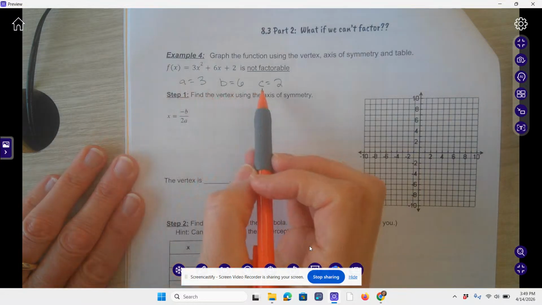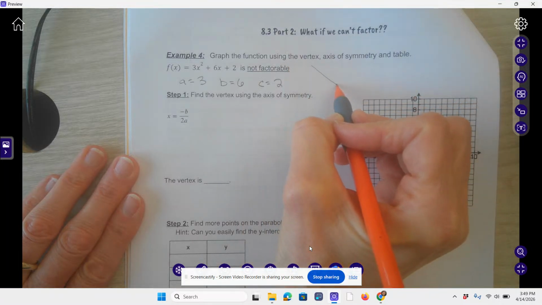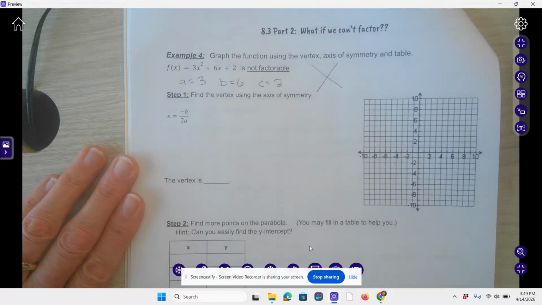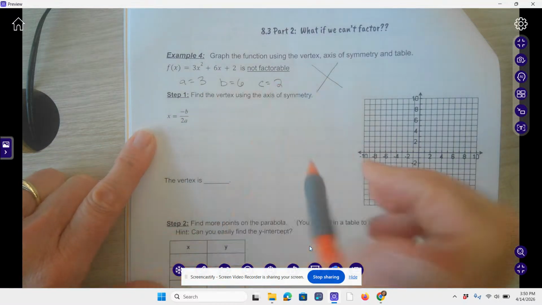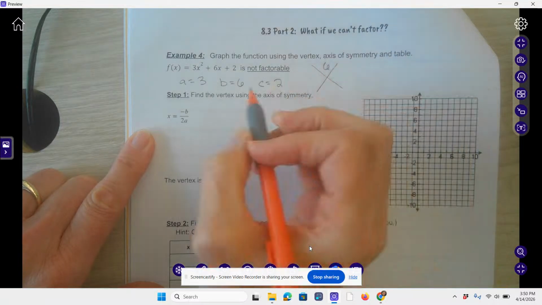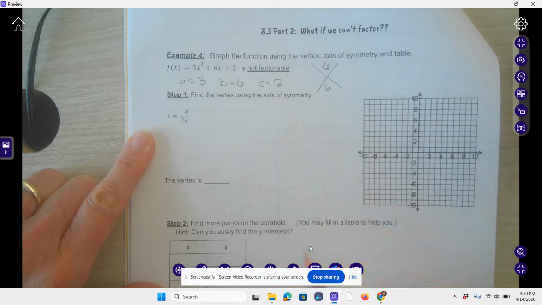So a, b, and c are what we would need if it was factorable. We're just pretending for a moment that we don't know it's not factorable, because typically you won't know. So remember, a times c goes at the top of your x, which would be 6, and b goes at the bottom of your x, which would be 6.